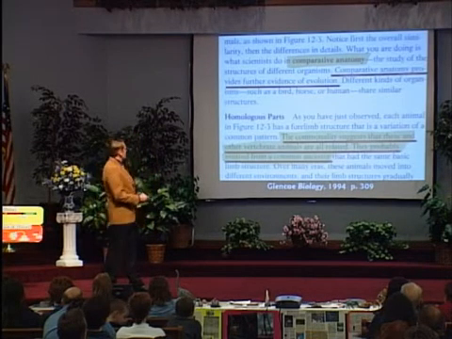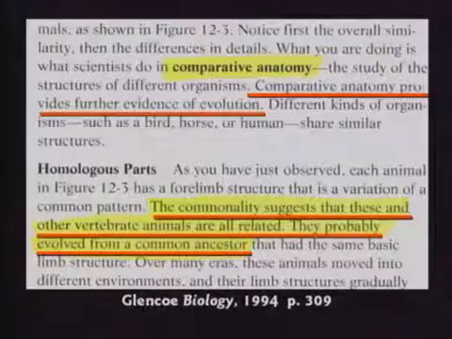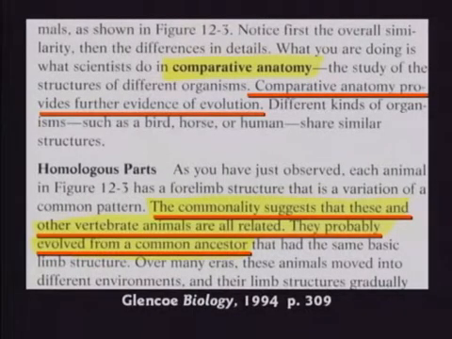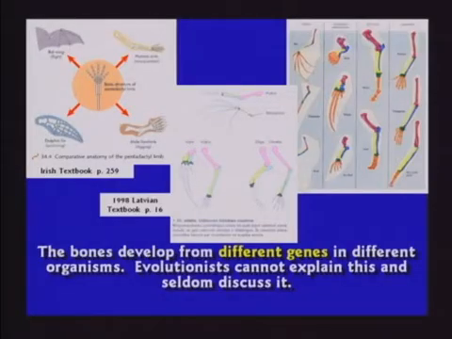It says comparative anatomy provides further evidence of evolution. The commonalities suggest that these and other vertebrate animals are all related. They probably evolved from a common ancestor. This is a lie. They probably have a common designer. You know, maybe the same guy designed them all. But every textbook around the world, I've got books from Latvia and Mexico and Russia, they're all teaching the same thing, folks. And it's silly.